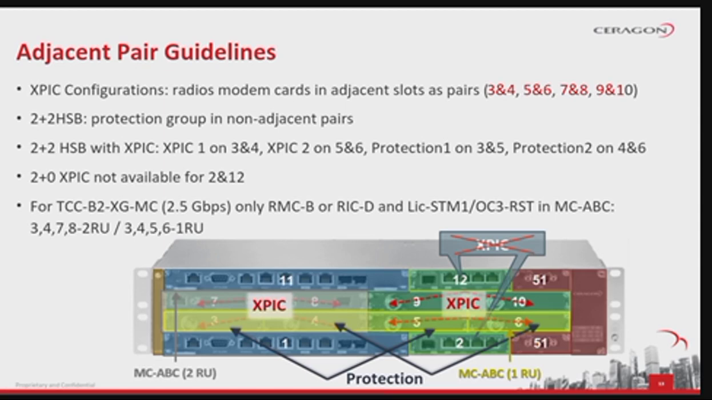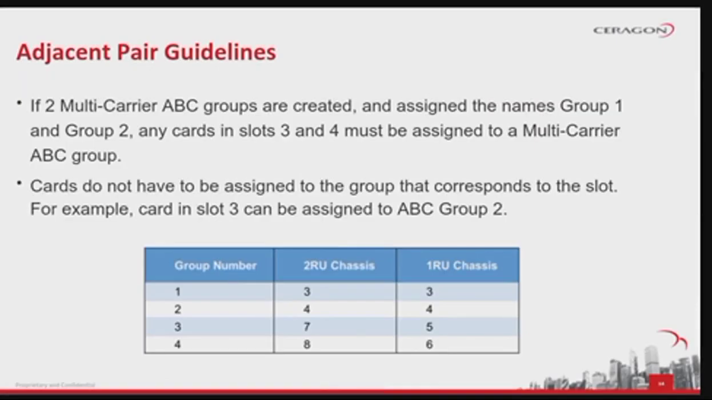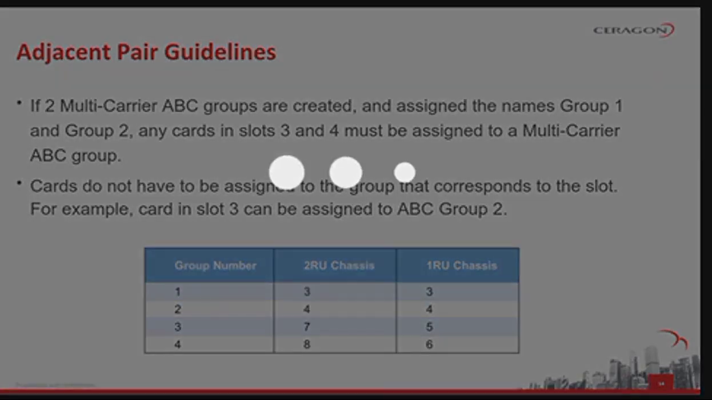1 route chassis, slots 3, 4, 5, and 6. 2 route chassis, slots 2, 4, 7 and 8. If two multi-carrier ABC groups are created, and assigned the names Group 1 and Group 2, any cards in slots 3 and 4 must be assigned to a multi-carrier ABC group. Cards do not have to be assigned to the group that corresponds to the slot. For example, the card in slot 3 can be assigned to ABC Group 2.